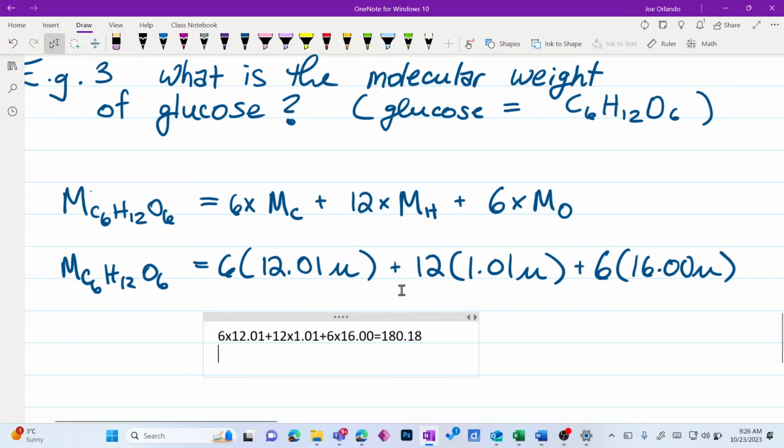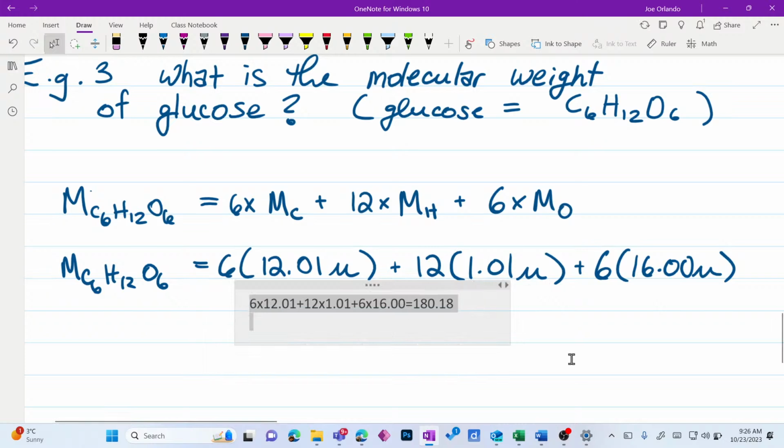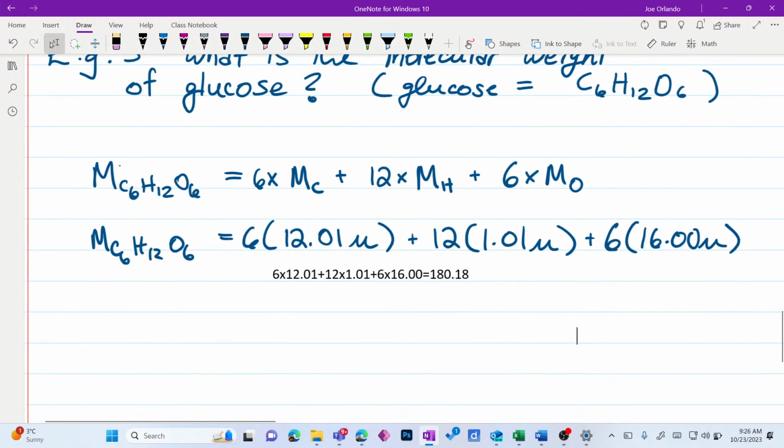And we get 180.18, right? So a glucose molecule weighs 180.18 atomic mass units.